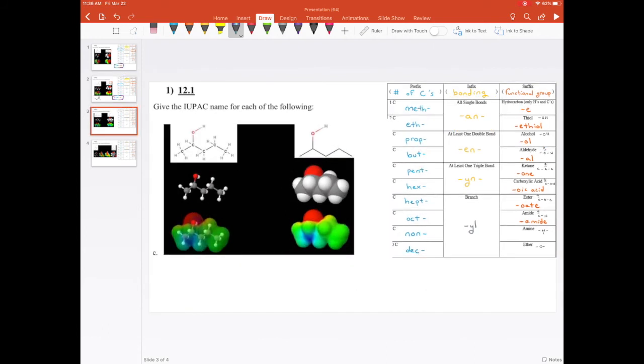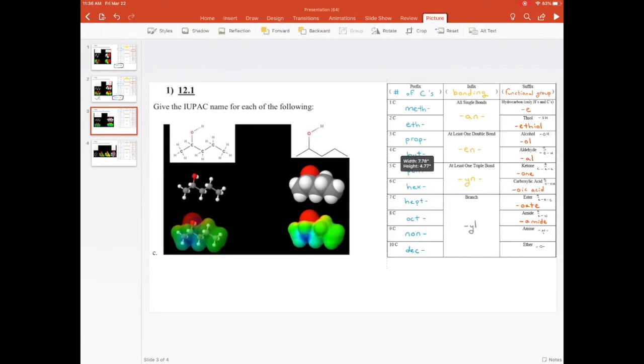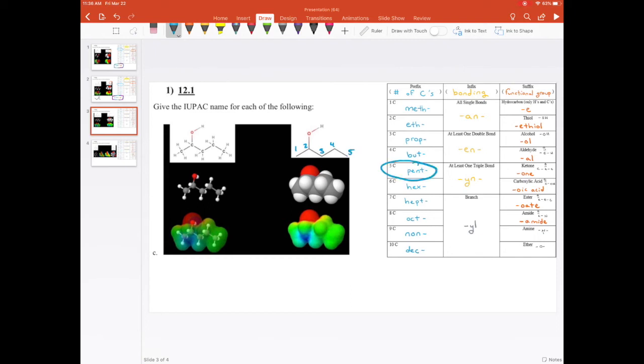All right, how about this one? There are no branches here, and so the first thing we're going to do is just look for a prefix. In this example, you have a total of 1, 2, 3, 4, 5 carbons. The prefix for 5 carbons is pent. There's all single bonds between these carbons, and so the infix is AN. Last but not least, you see that you do have a functional group, elements other than carbon or hydrogen, and so that OH is an alcohol, and the suffix for that is OL, so this is pentanol.